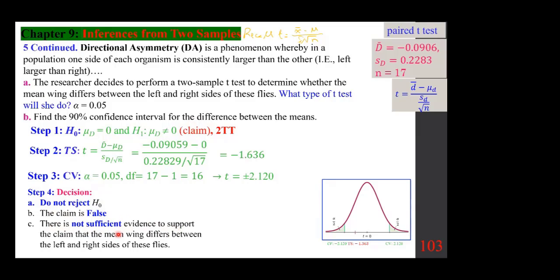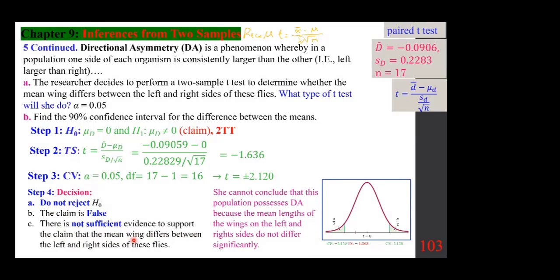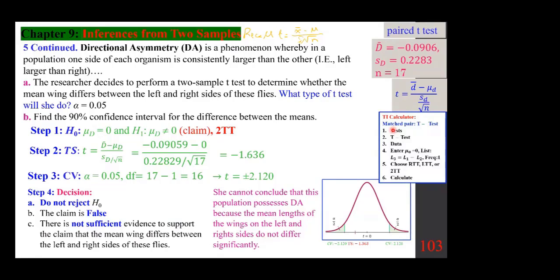There is not sufficient evidence to support the claim that the mean wing length differs between the left and right side of these flights. She cannot conclude that this population possesses DA because the mean length of the wings on the left and right sides do not differ significantly. So this is statistics at work. We can do the matched pair t-test to come up with the answer.